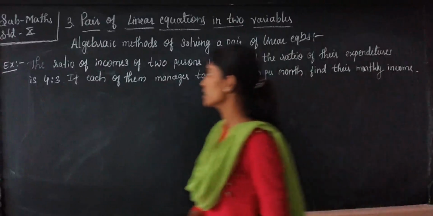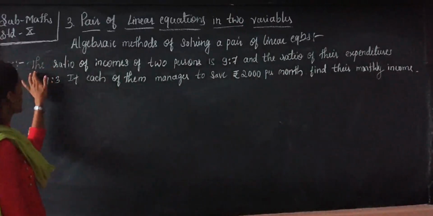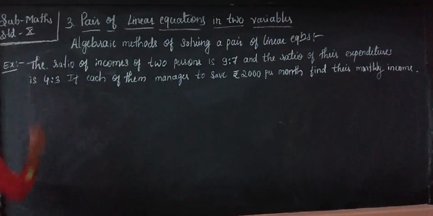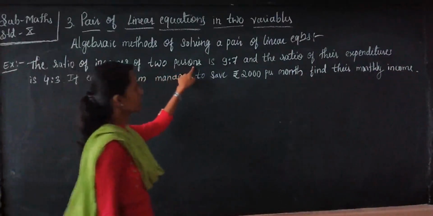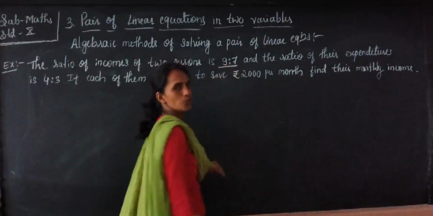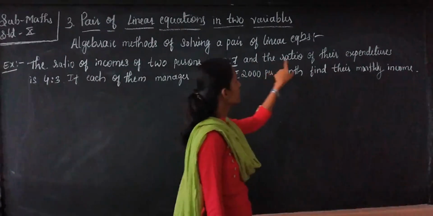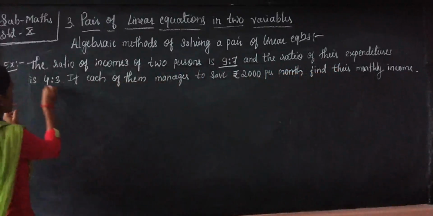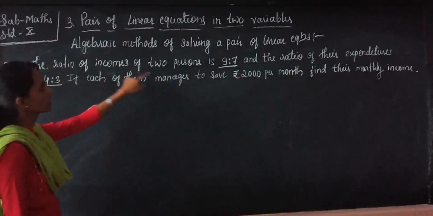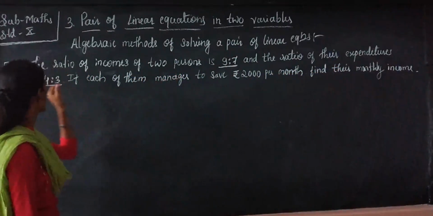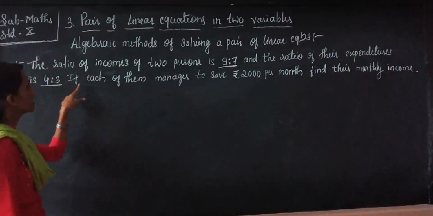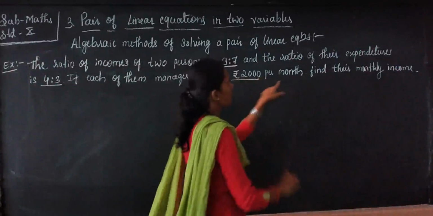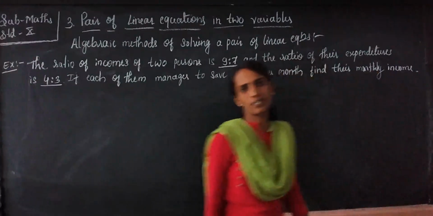Okay, next example is: the ratio of income of two persons is 9:7 and the ratio of their expenditure is 4:3. So here income of two persons is 9:7 and expenditure is 4:3. If each of them manages to save 2,000 per month, find their monthly income.